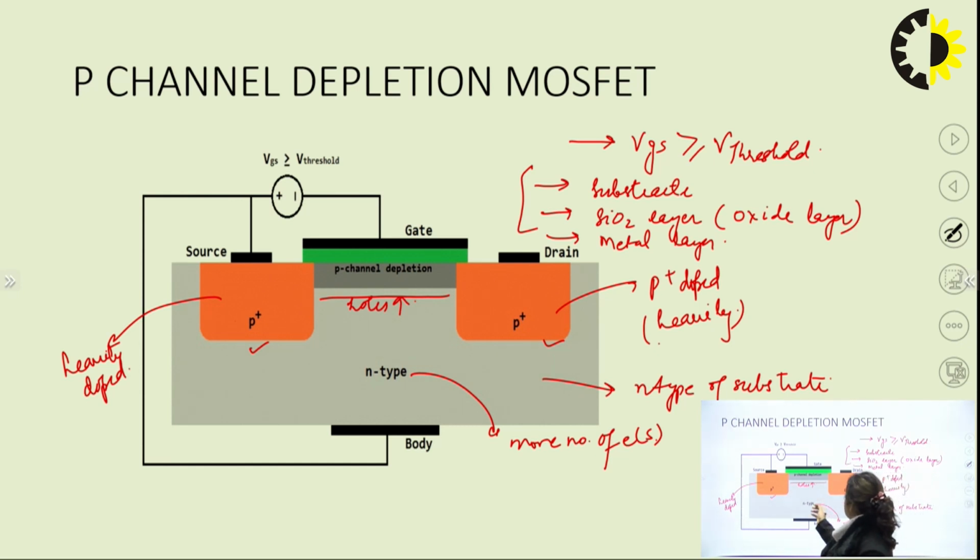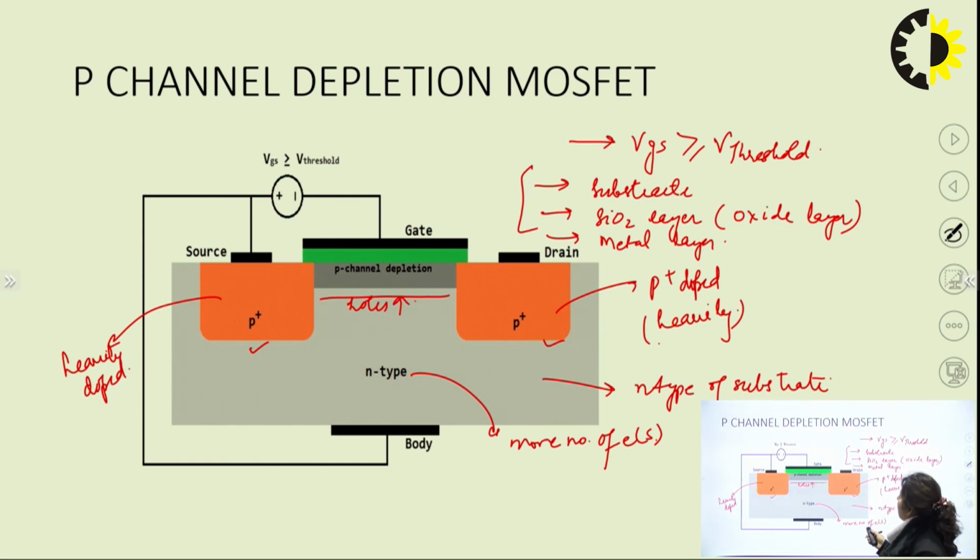If it is a P type substrate, suppose this is a P type substrate, then there will be N plus source and drain, and the channel is N type. In that case you have to apply a positive voltage to the gate so that the electrons get attracted towards the positive voltage and the channel will get depleted of the negative carriers.